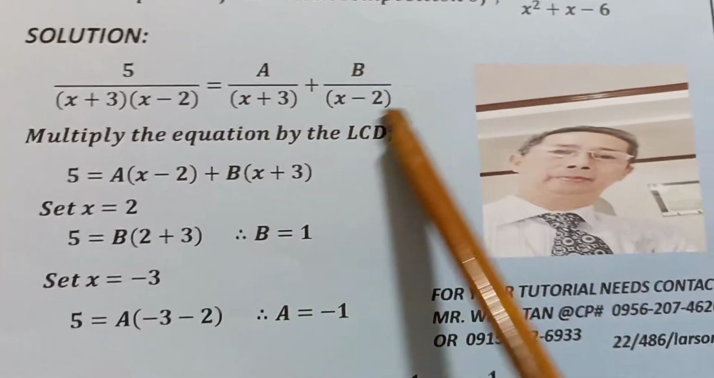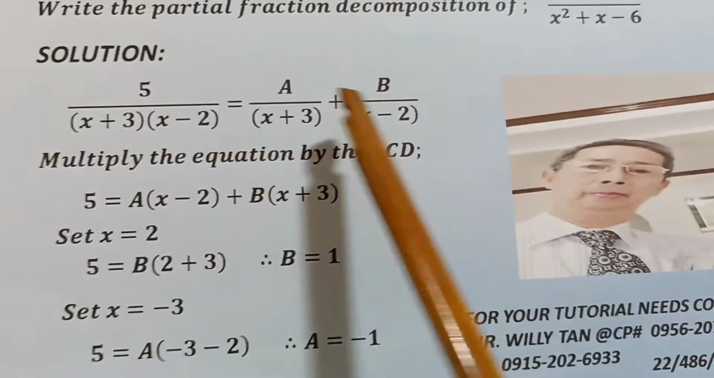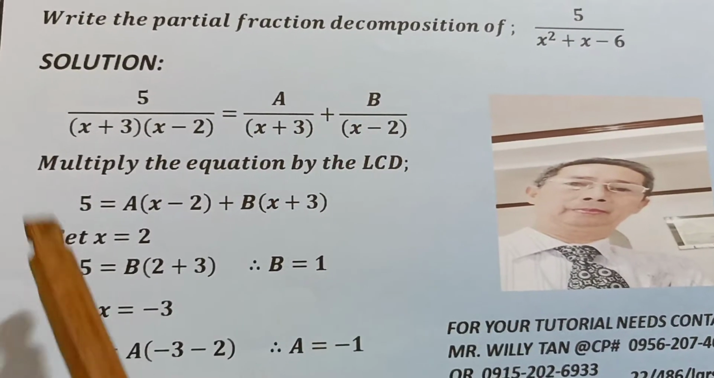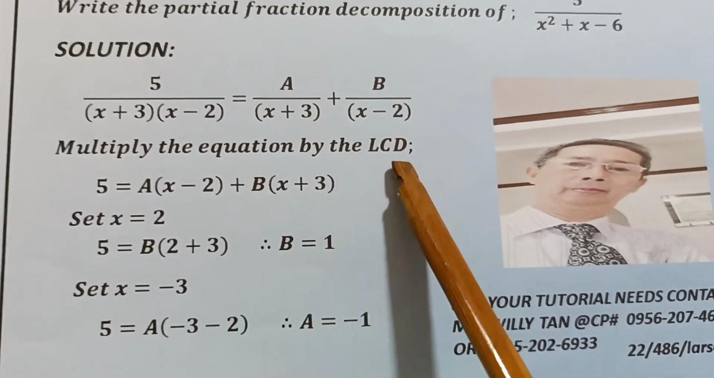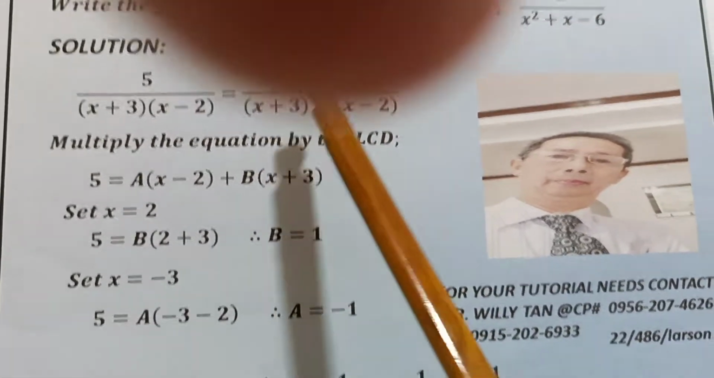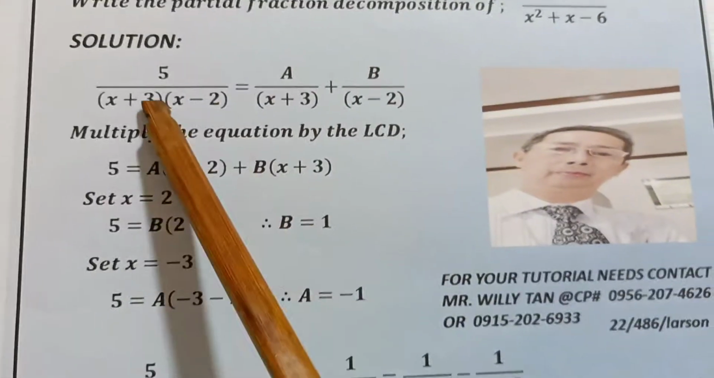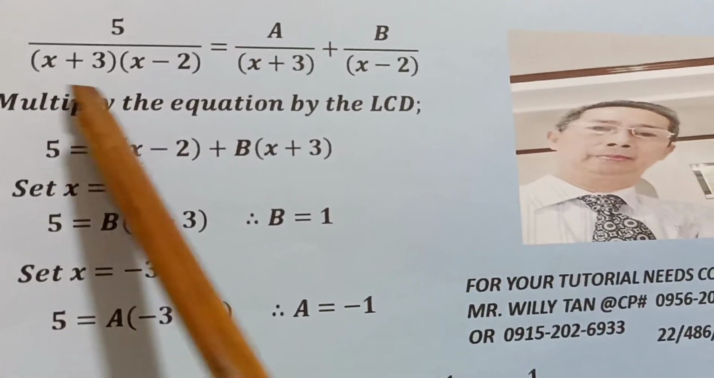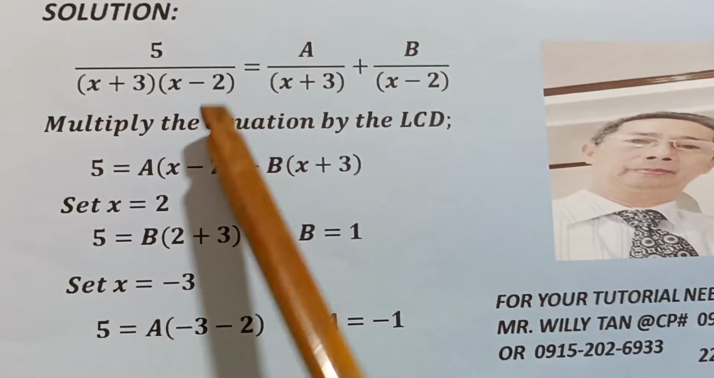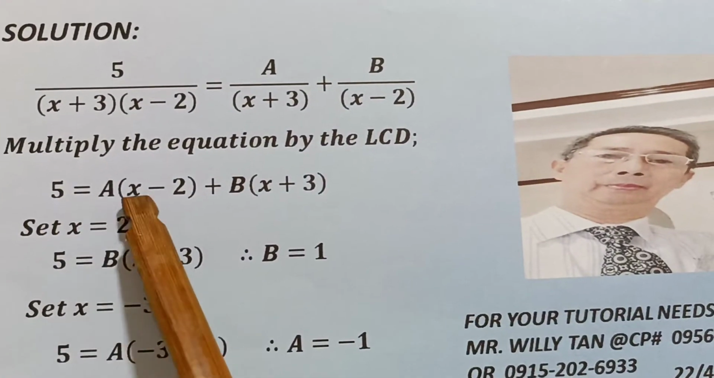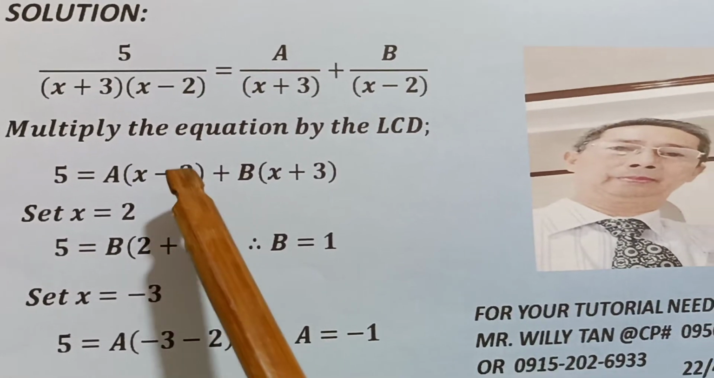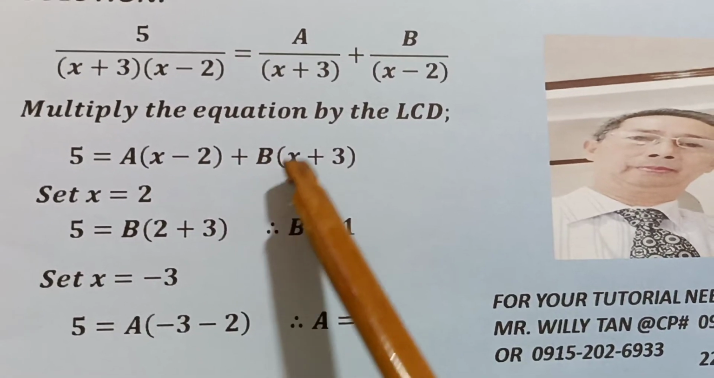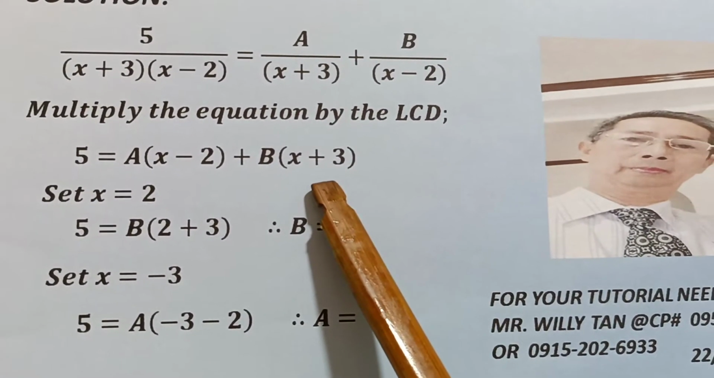So as we are now solving this into two factors, we multiply the equation by the LCD. The LCD is x plus 3 and x minus 2. These are two factors here. After multiplying by this LCD, we get 5 is equal to a times quantity x minus 2 plus b times quantity x plus 3.